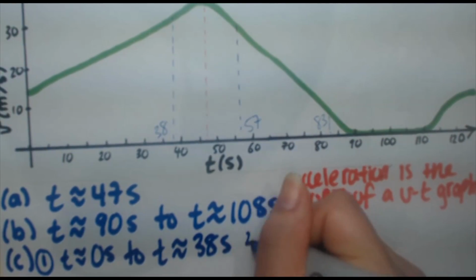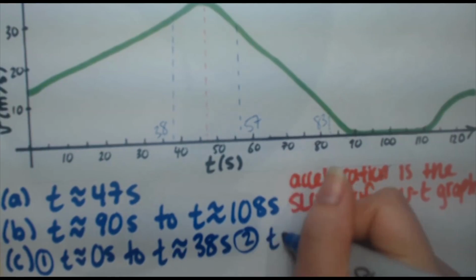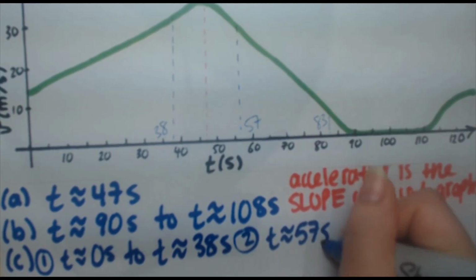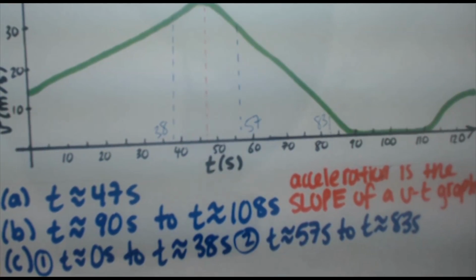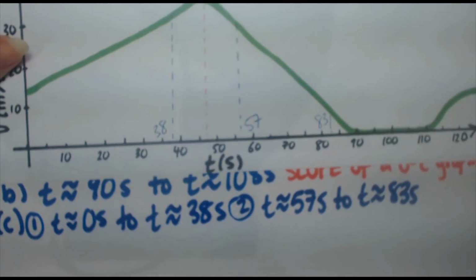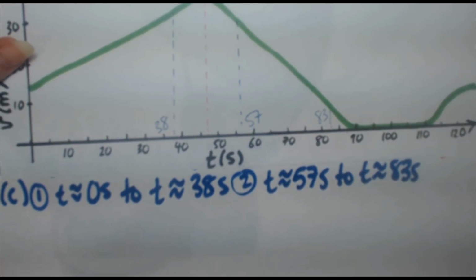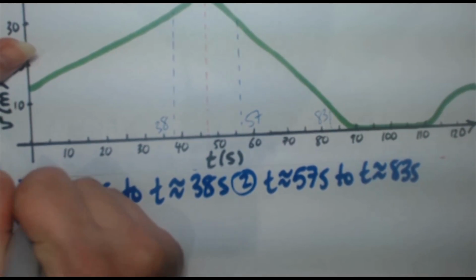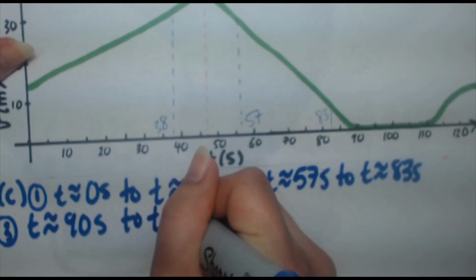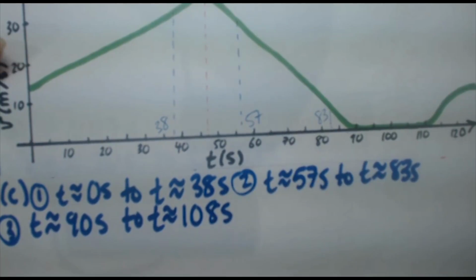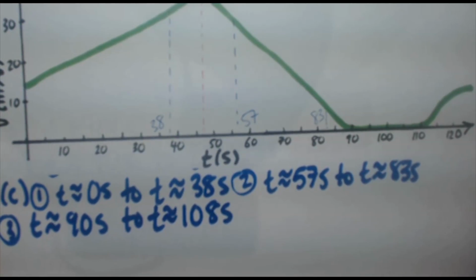Okay. The second area is from t is approximately 57 seconds to t is approximately 83 seconds. And the last part, let's just put that away. The last part 3 is from t is approximately 90 seconds to t is approximately 108 seconds. Okay, so 3 different parts. Remember, acceleration is the slope of a velocity time graph. If the slope is constant, then so is the acceleration.